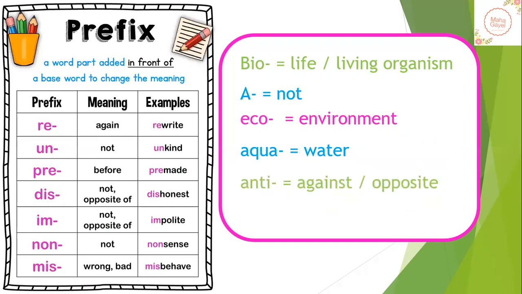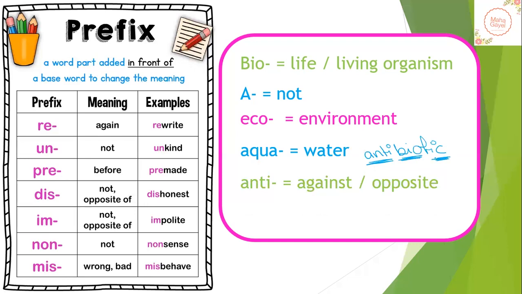Let's go on. The prefix anti means against or the opposite. Anti means against or the opposite. طيب, can you remind me with this meaning of this word? Antibiotic. Yes. ايه ده؟ تعالوا بقى نفصصها كده. Anti means against. Bio means life or living organism.